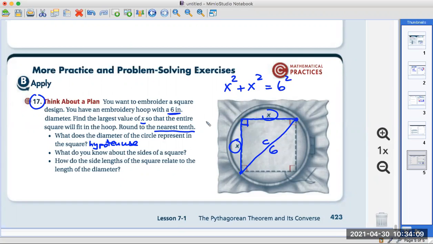So your job is to find x. You need to simplify the x squared plus x squared, so think of it as 1x squared plus 1x squared. How many x squareds do you have? Then isolate your x squared and take the square root at the end. Okay, so that's my clue to find the side length.